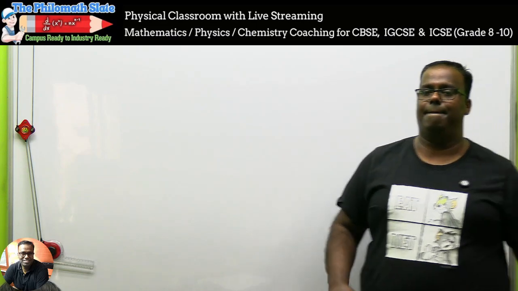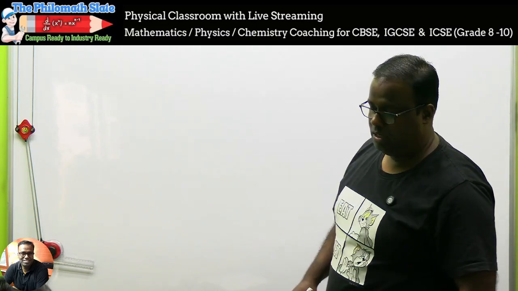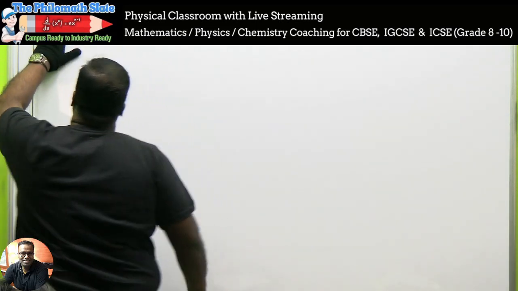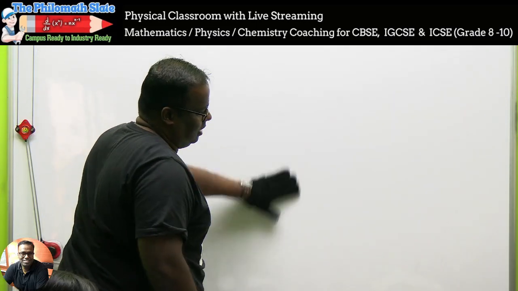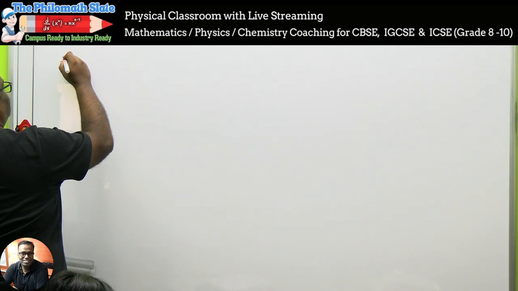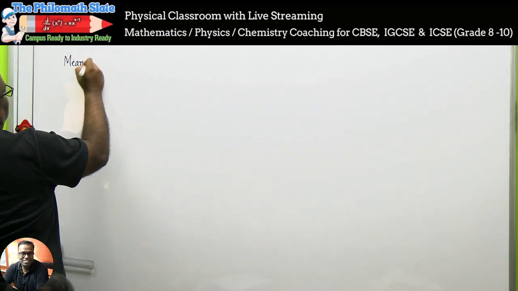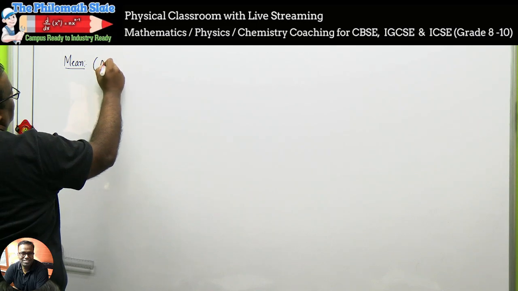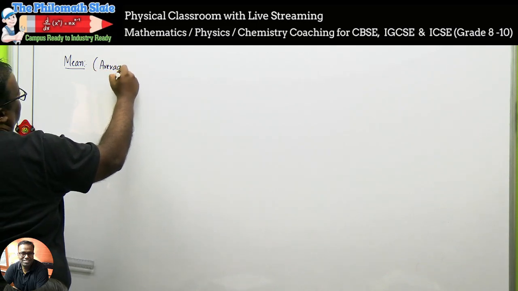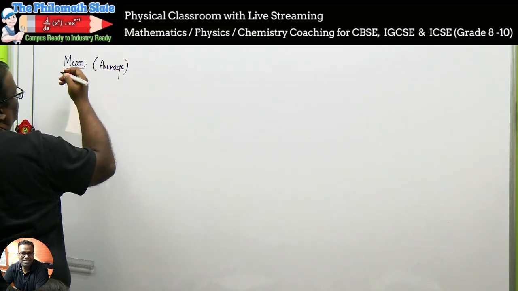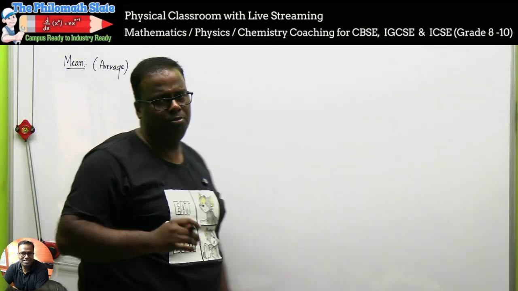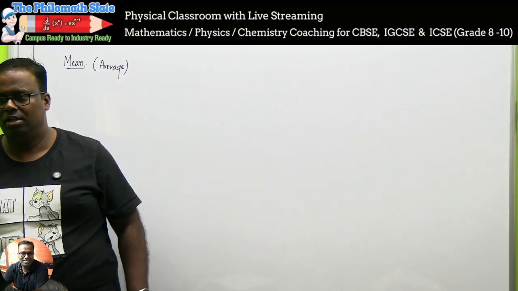Okay, chaliye, let's start and try to understand. Okay, right, we will go with first, mean. Mean means average, और इसको हम लोग मीन को अरिथमेटिक मीन भी बोलते हैं. We'll go from very basic, kiddo level.